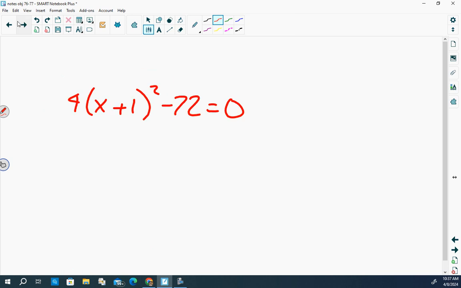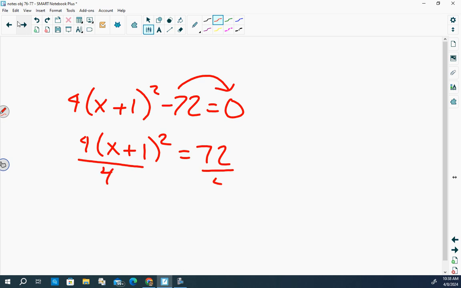When I do this one, I'm going to move the 72 over. This one's number 61. When I move the 72 over, it changes to a positive 72. But before I can get rid of the square root, what do I have to get rid of? Divide by 4. So this one, you will have a radical in the bottom that you're going to have to rationalize the denominator. So that's how that's different than that previous one. The other one, you just divided by 8, not a square root of 8.